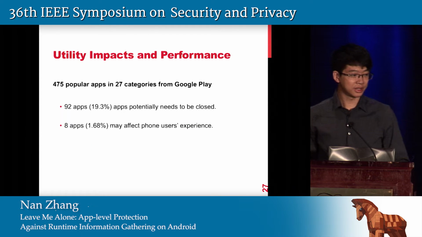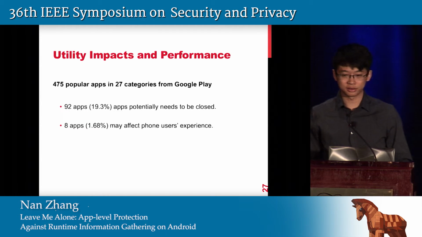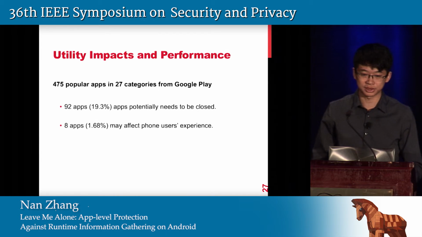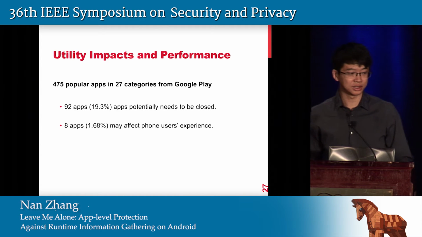We also evaluate App Guardian on the impact on its system performance and utility, and collected 475 popular apps from 27 categories in Google Play. We found that 92 of them potentially need to be closed, but only 8 of them have utility impacts and may further affect the user experience.